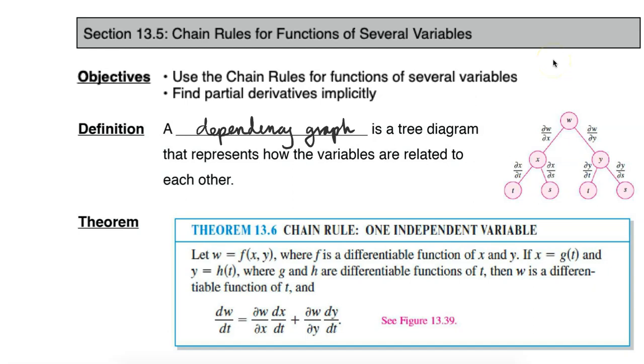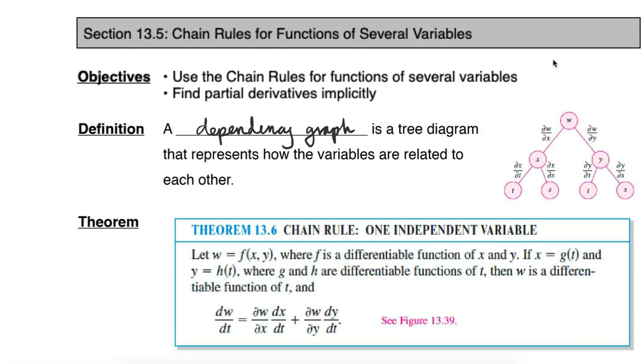Welcome to section 13.5, chain rule for functions of several variables. We will do that, and we will also see how to find partial derivatives implicitly, if you remember implicit differentiation from previous classes. First, a little definition.